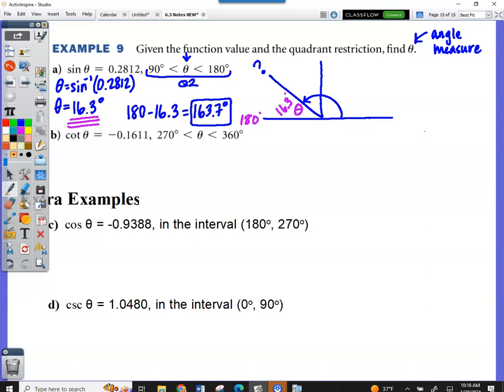It's the same thing. So cosine theta equals negative 0.9388, and then it says in the interval 180, 270. This is another way to see it. What quadrant does this mean? This is quadrant 3. So it helps if you sketch a picture. So we've got some angle opening up to quadrant 3. We don't know it.